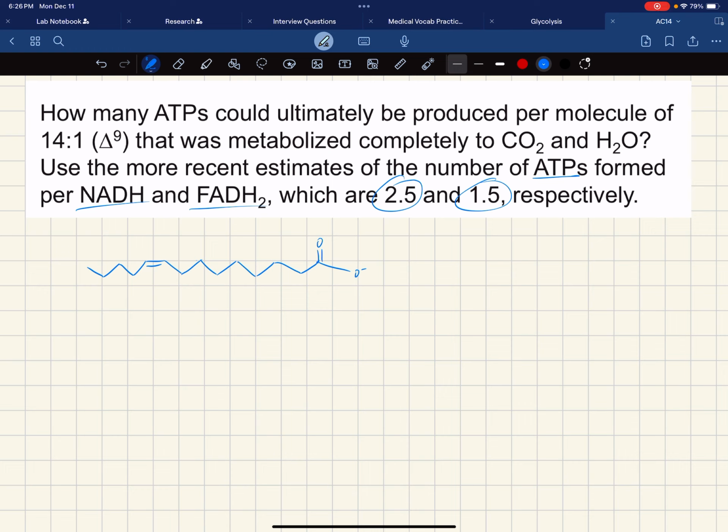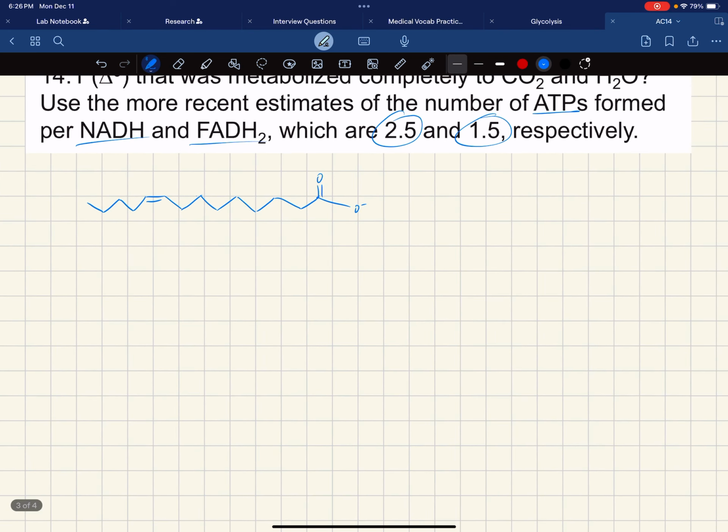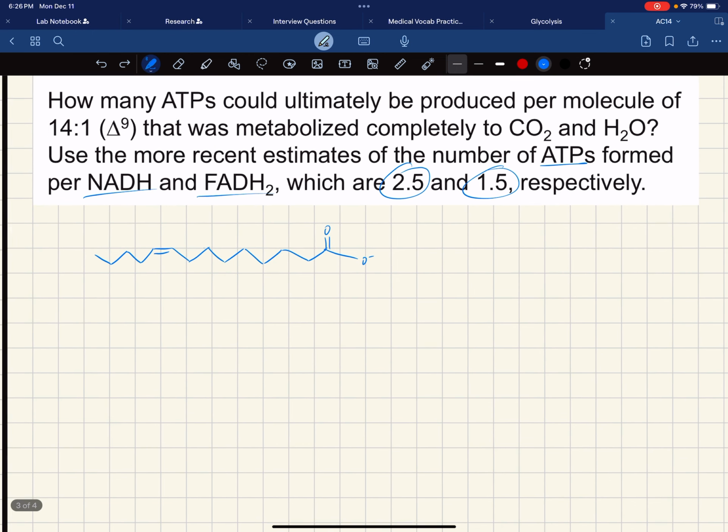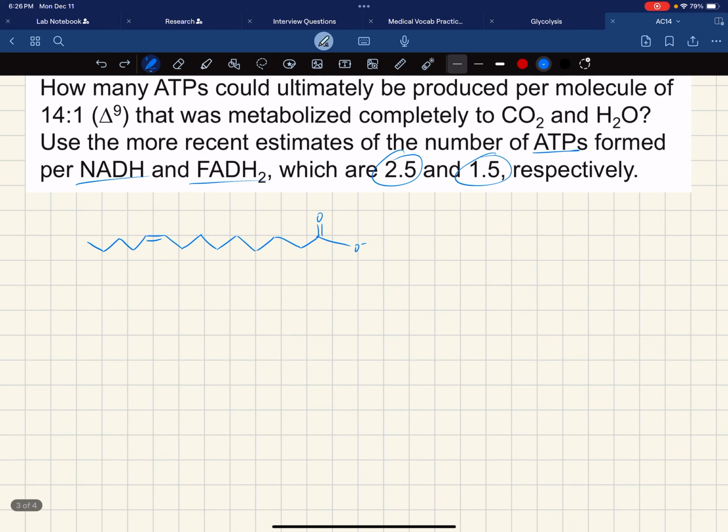What I want you to think about when you do a question like this is, normally, and you don't have to do this, but it helps me to draw out the fatty acid first, which is what I've done here. I know immediately that I'm going to have to do something weird because there's a double bond. It's a 14 carbon chain, so I know I'm going to have to liberate 7 acetyl-CoAs, because there are 2 carbons in an acetyl-CoA, and a 14 carbon chain is going to give me 7 acetyl-CoAs.